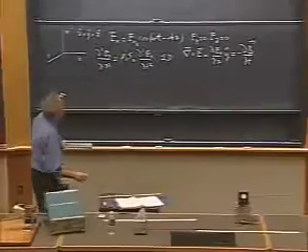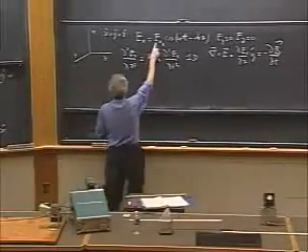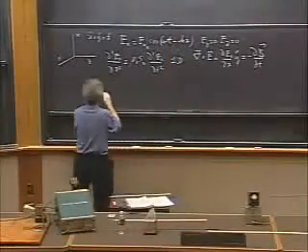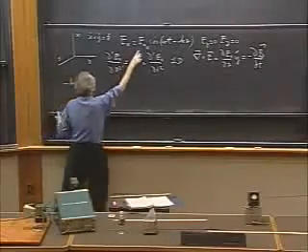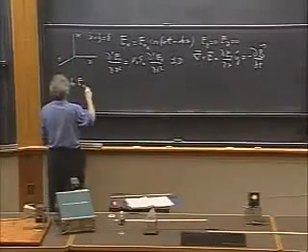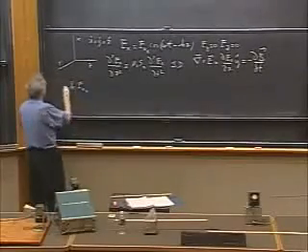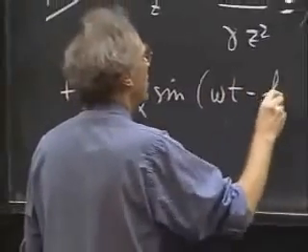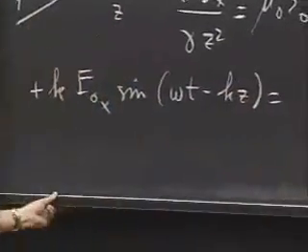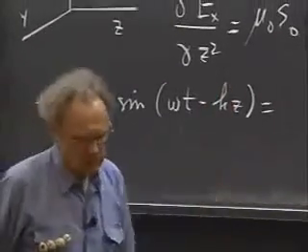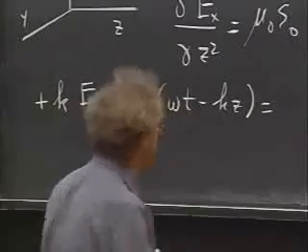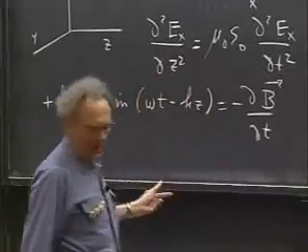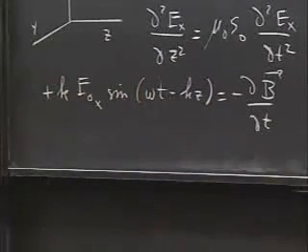If we take dEx dz, so this is the Ex, and we take the derivative against z, we get a minus k, then you get the E0x, and then the cosine becomes minus sine, so this becomes a plus, times the sine of omega t minus kz. And that now equals minus dB dt. So we're almost there.